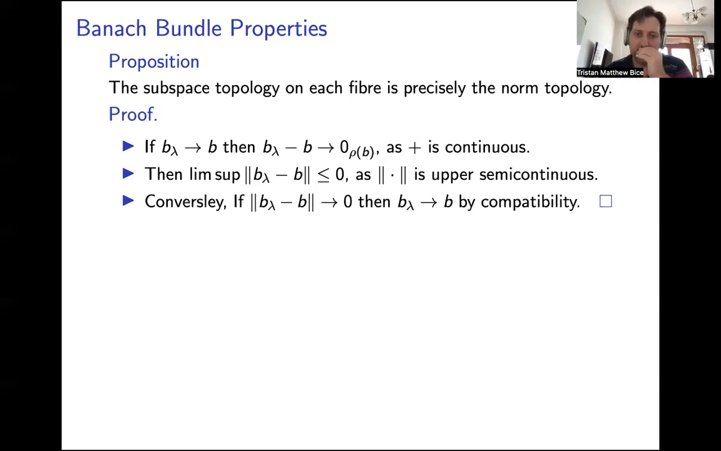On the other hand, what happens if B lambda is approaching B in the norm topology? What if these norms do indeed approach 0? Well, then this is exactly what compatibility says. It says that in that case, B lambda minus B has to approach 0. But if B lambda minus B approaches 0, you just, again, add B to both sides, and this is really saying B lambda approaches B. Okay, and so it's reassuring.